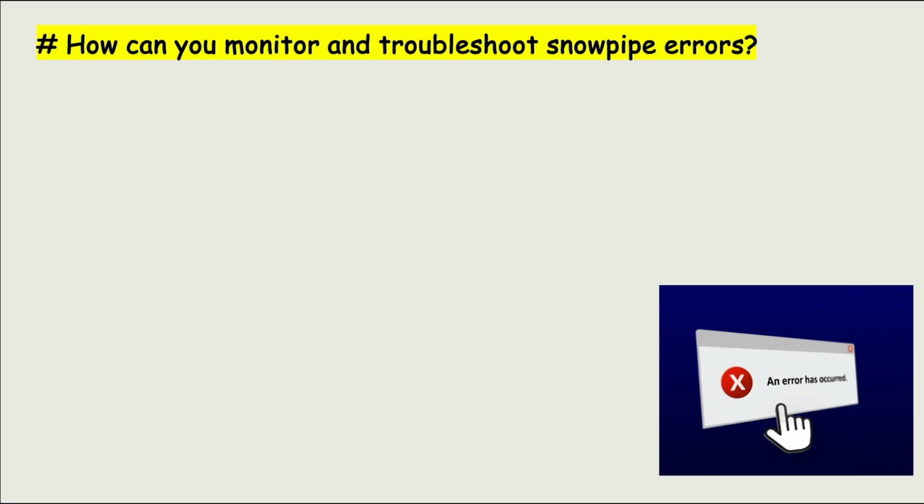How can you monitor and troubleshoot Snowpipe errors? As a data engineer, you are going to be required to monitor and troubleshoot Snowpipe errors. The first step for us is to check the status of the pipe to see if it is running or not. This can be accomplished by using the pipe status command.